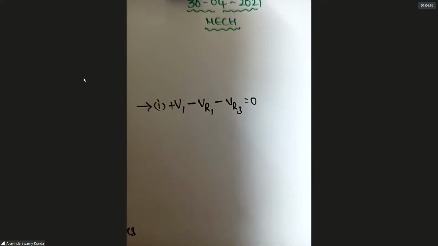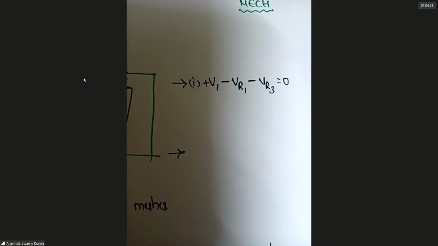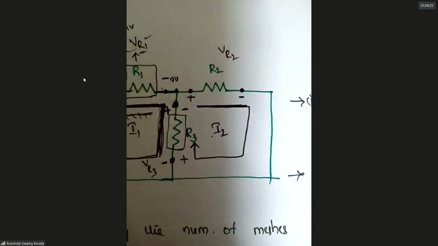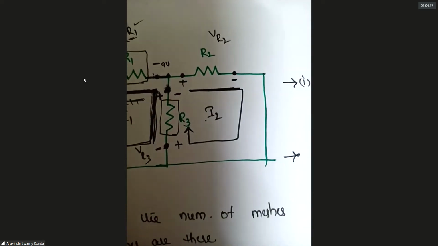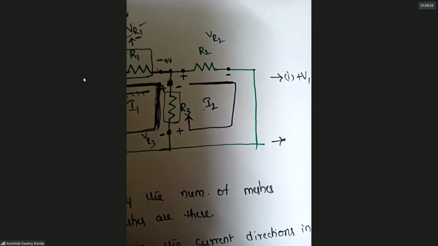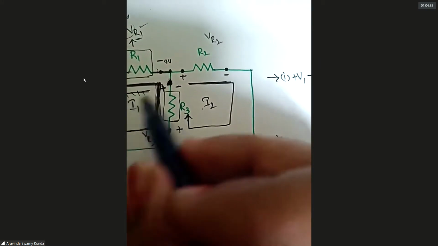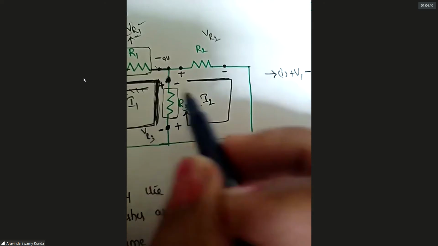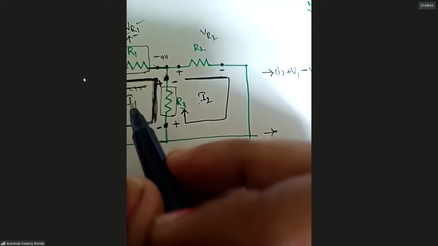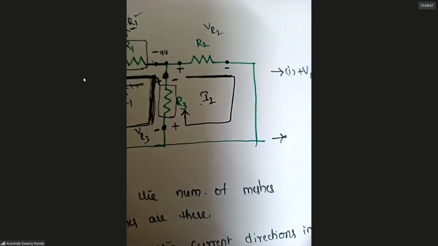This is for the first mesh. Now I'm going to the second mesh. What elements do we have in the second mesh? R2 and R3, right? R3 is not an individual element for the first mesh; it is in the middle, and it belongs to the first mesh as well as the second mesh. Am I right or wrong?